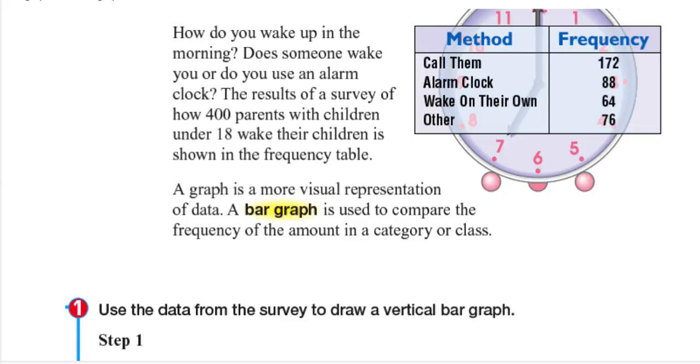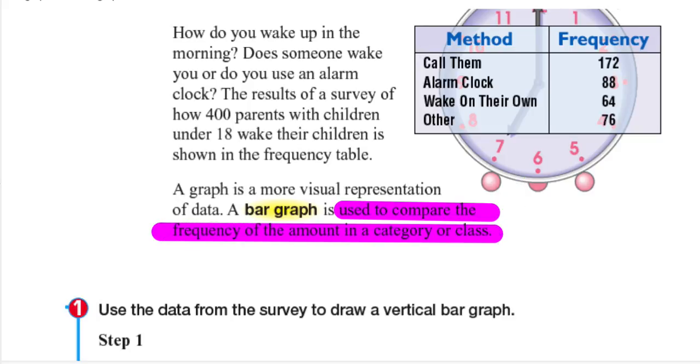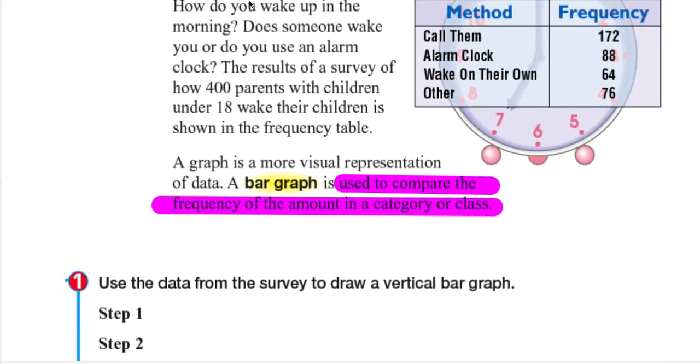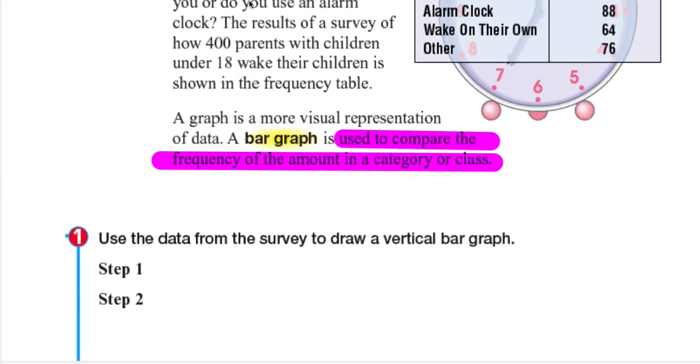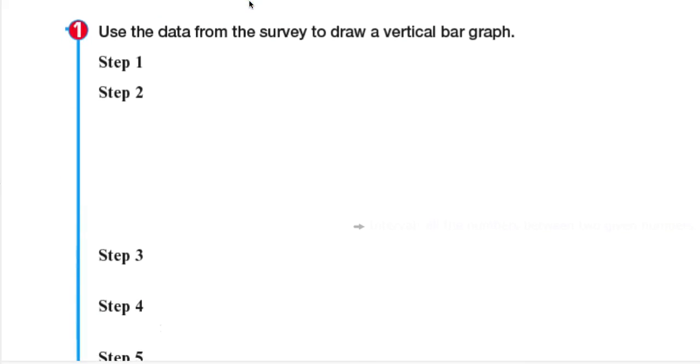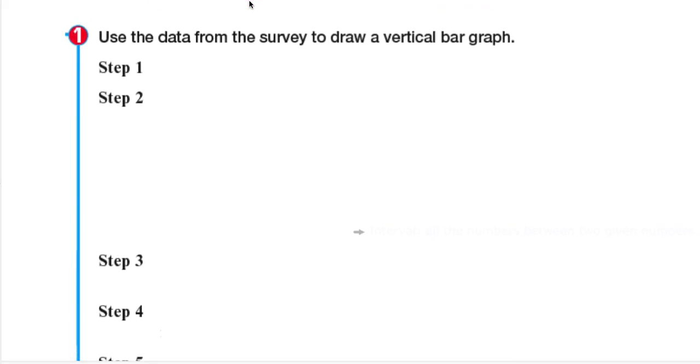So the first graph that we're going to talk about is a bar graph. It is used to compare the frequency of the amount in a category or class. So in this case, our category will be calling them, using an alarm clock, or waking on their own. Those are the categories that we want to compare. Okay? And the frequencies are on the right. Let's take a look at how we use that frequency table to be able to create a bar graph. Okay, there are 4 steps, actually 5 steps. Let's go through every single step first, and then we'll look at how to construct a bar graph.